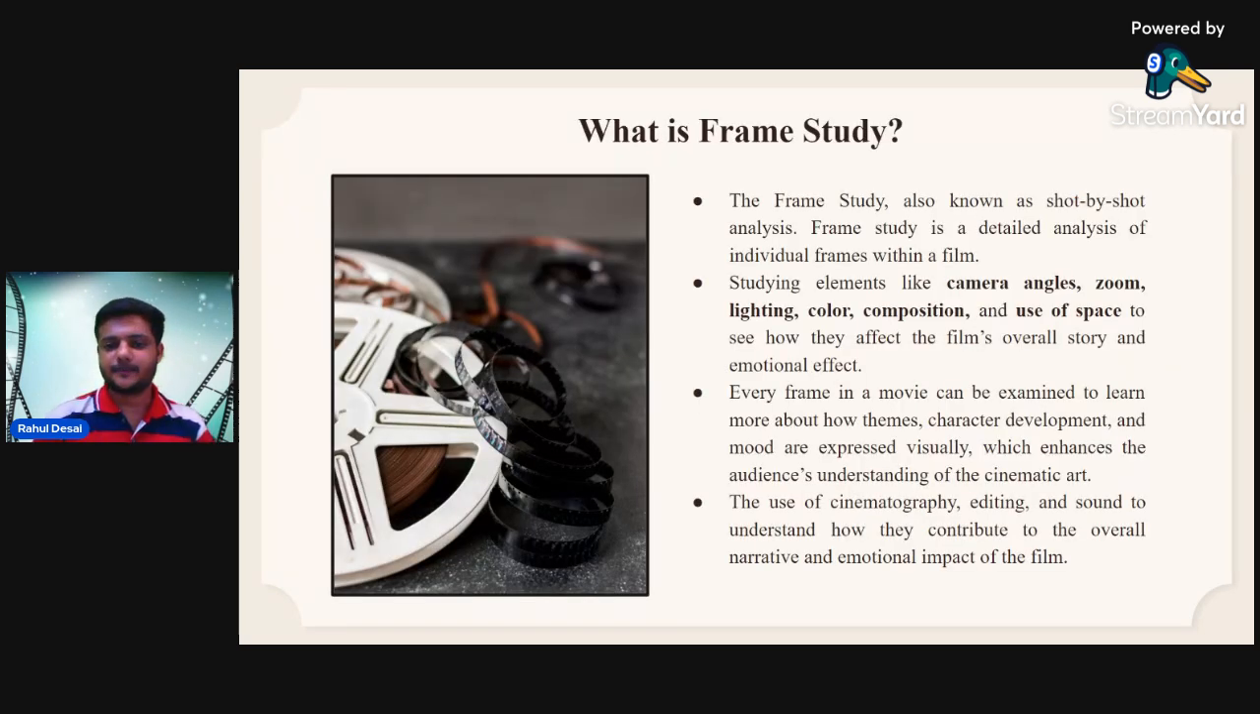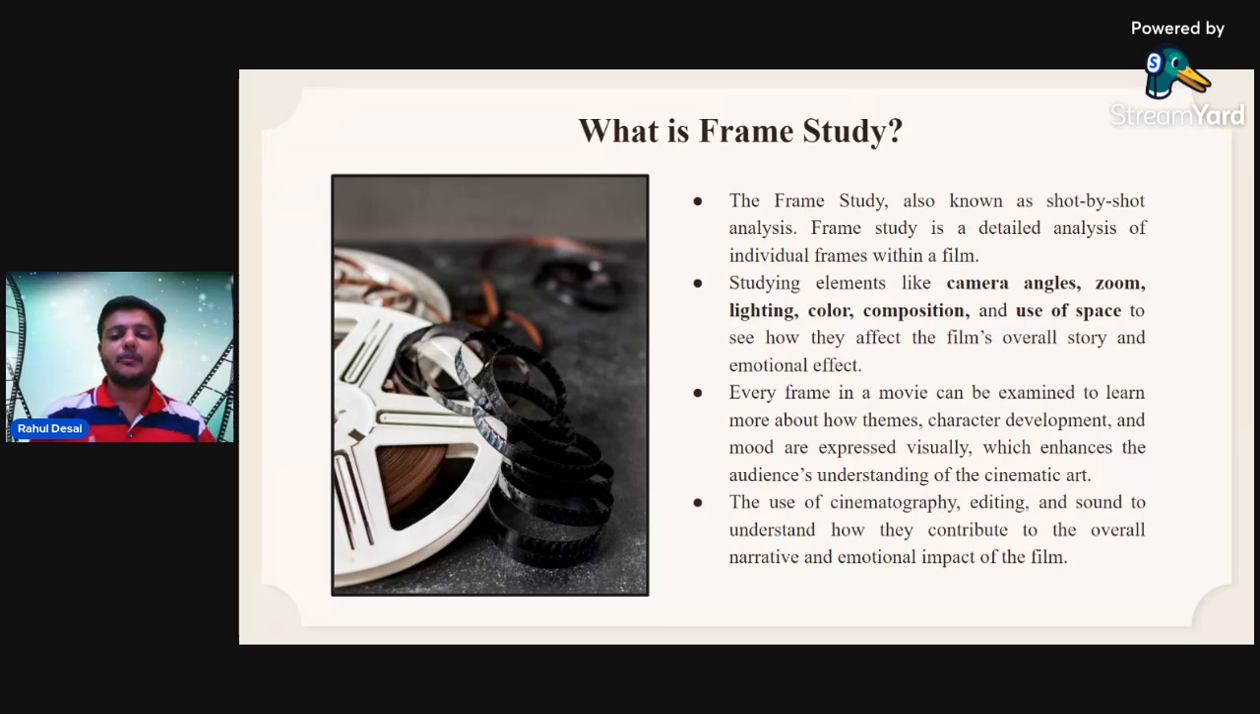What is frame study? Frame study is also known as shot by shot analysis of the frame, of the visual image. Frame study is a detailed analysis of individual frames within a film, studying elements like camera angles, lighting, shots, compositions, and the use of space to see how they affect the film's overall story and emotional effect and depth of feeling.